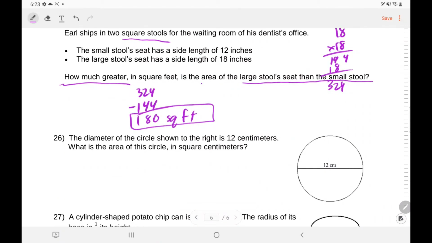The diameter of the circle shown to the right is 12 centimeters. What is the area of the circle in square centimeters? So we're asking to find the area of the circle. And whenever we're finding area, the formula is pi r squared. A equals pi r squared.